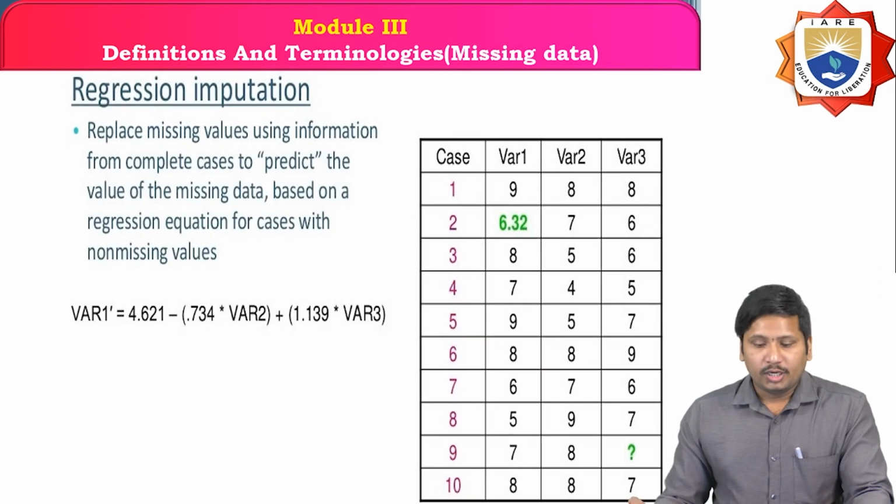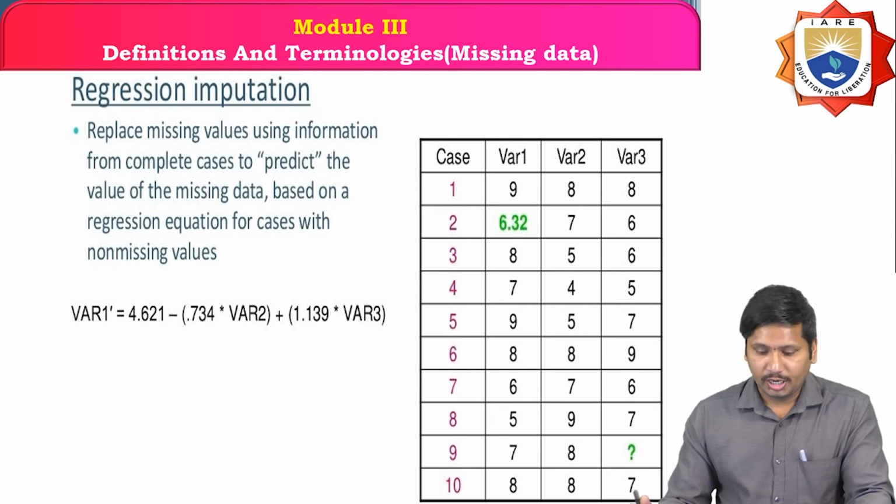And the next method we have is regression imputation. Regression imputation is another method for filling the missing values using equations. Based on a regression equation, I can fill the missing value with the regression imputation calculation.